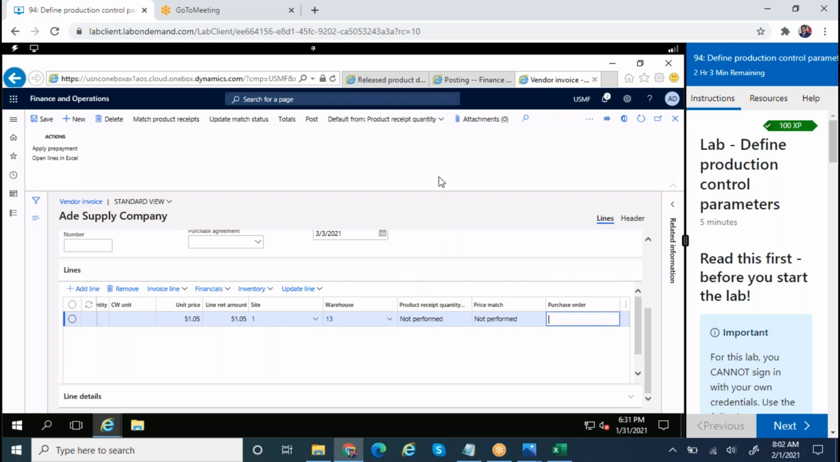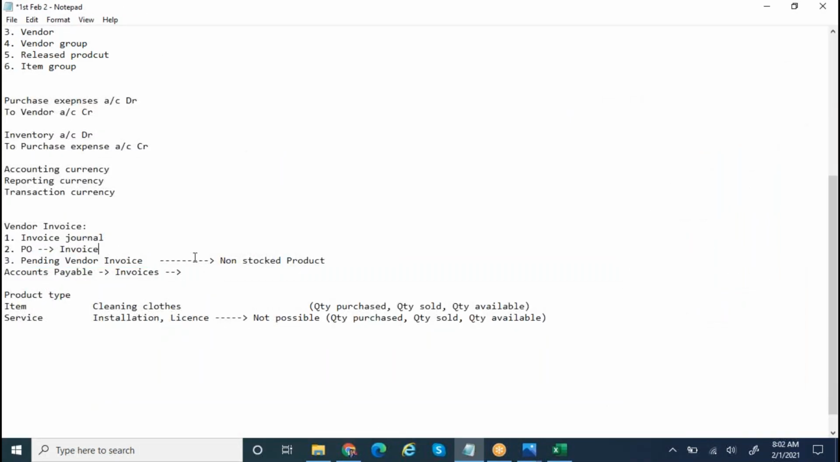So the same we can do through purchase order also. I mean to say the same functionality we can use from here also. This is for all items. This is for non-stocked product. In this one, both stocked and non-stocked. In this one, only non-stocked product.